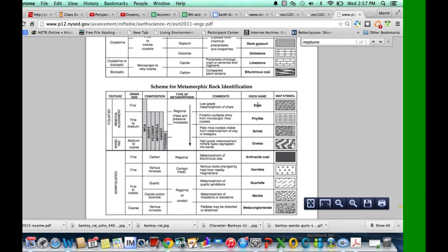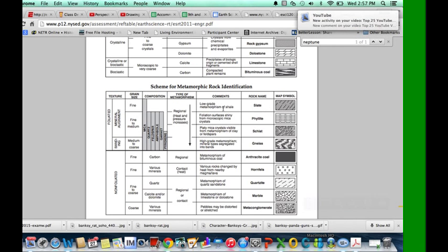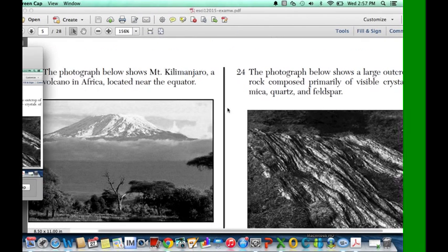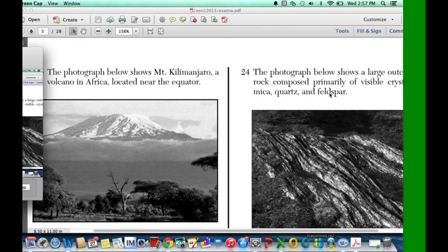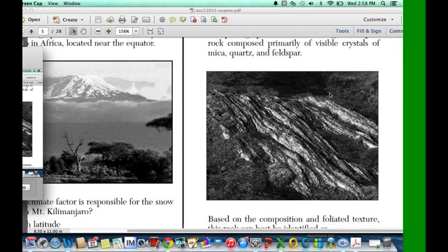Let's take a look at slate. So slate looks something like this, a low-grade metamorphism of shale. They did not mention anything about shale, so obviously this cannot be the answer, because they mentioned mica, quartz, and feldspar, so not shale.